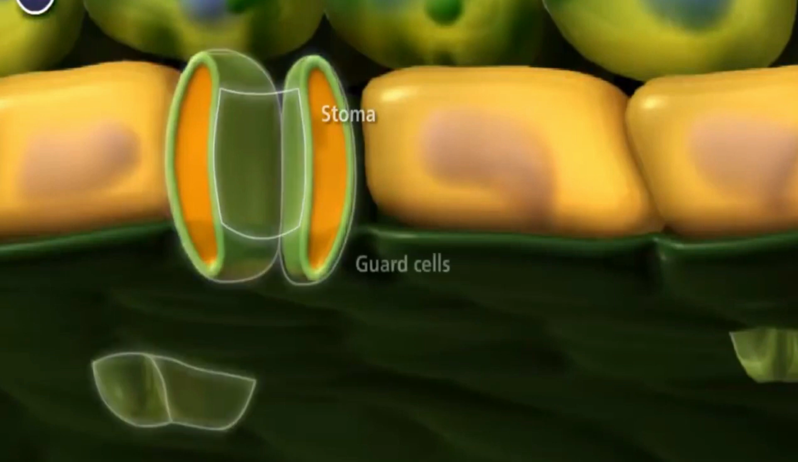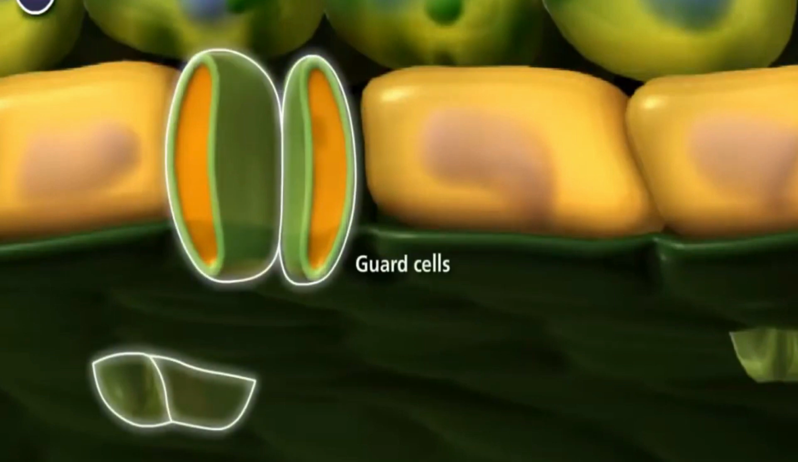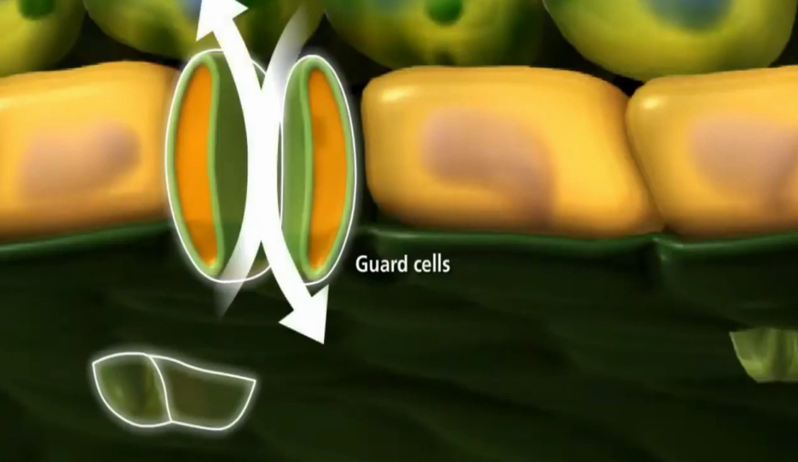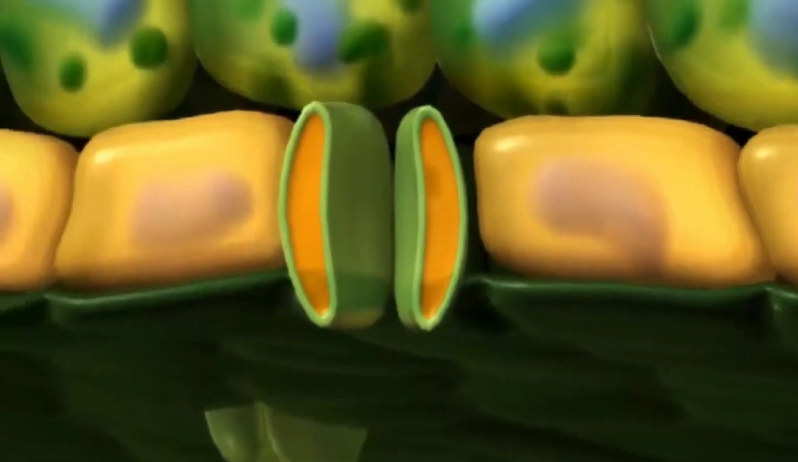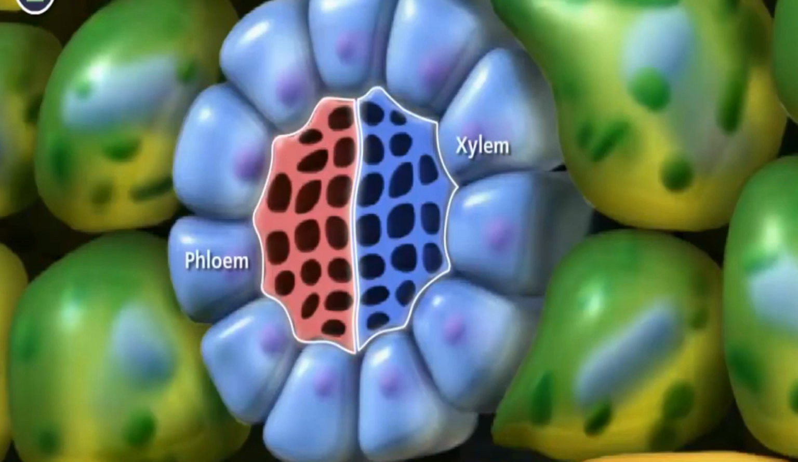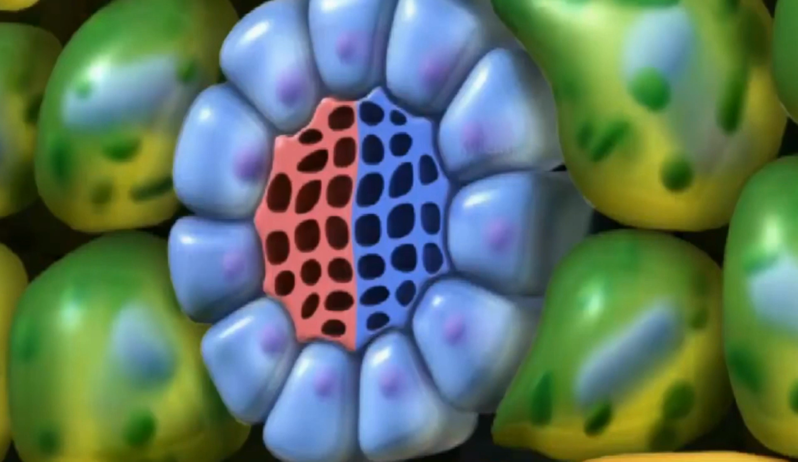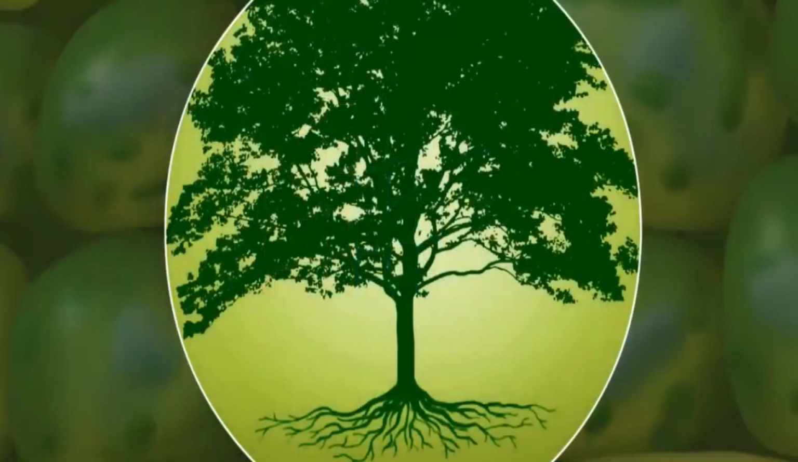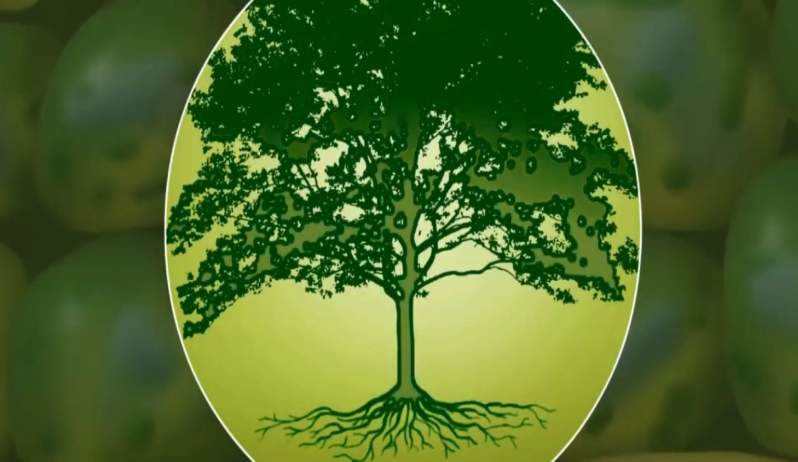Throughout the lower epidermal tissues are stomata, which are microscopic openings flanked by guard cells that help gases pass into and out of the plant. Water vapor evaporates from the leaf by a process known as transpiration. The spongy mesophyll layer contains an arrangement of vascular tissue consisting of xylem and phloem that are specialized for the transport of water and nutrients throughout the plant. The vascular tissue extends from the leaves through the stem to the roots.